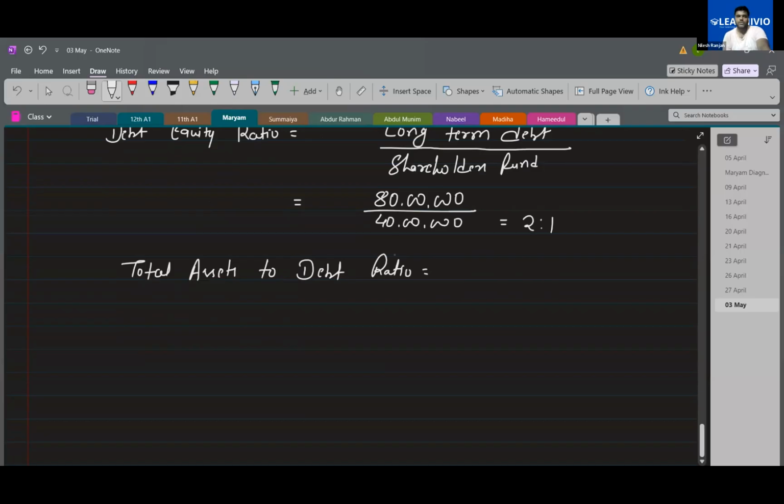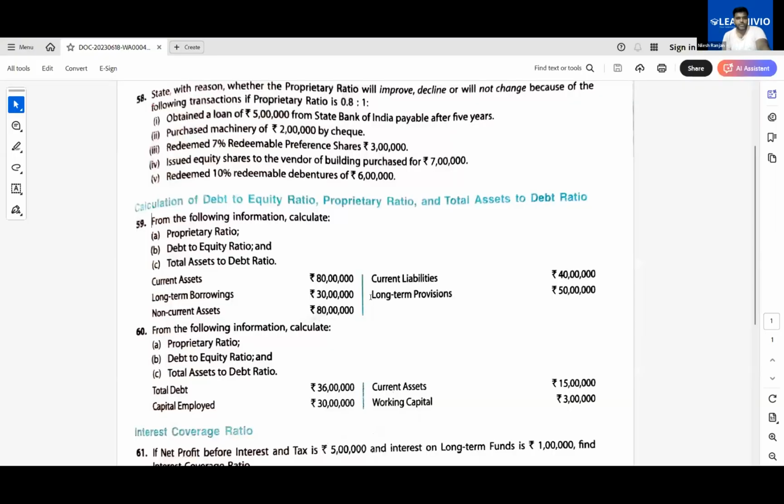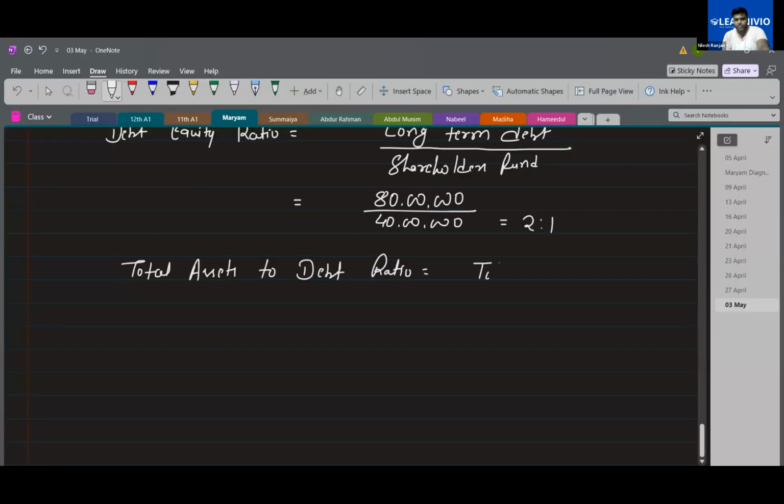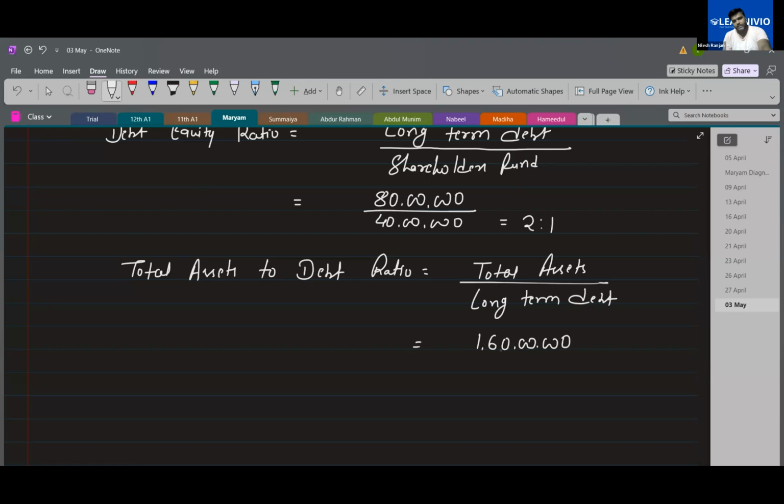So total asset to debt ratio. Now total assets we have is 160. Total assets divided by long-term debt. 160 divided by long-term debt, which is 80 lakh. So it is 2 is to 1 again.